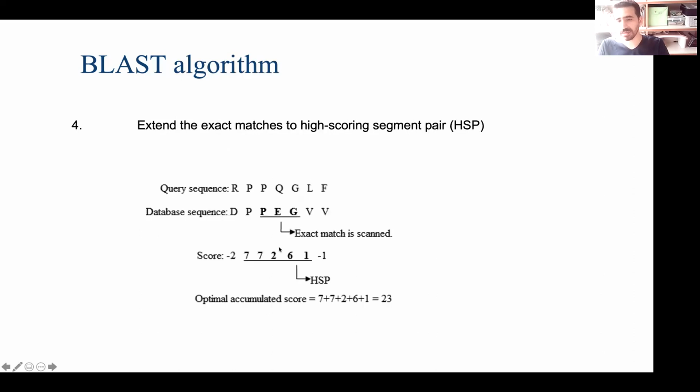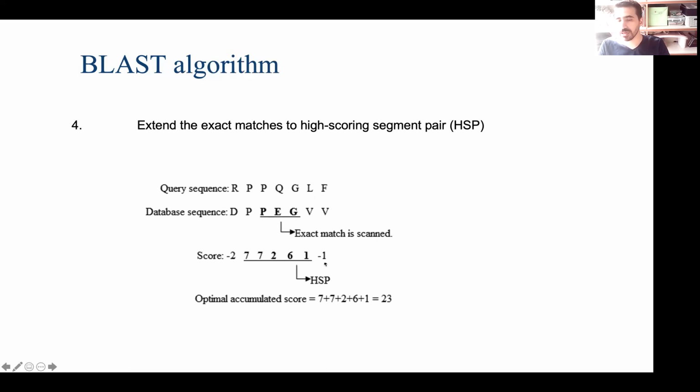And after you have a match, you extend it towards both sides, okay? So how do you do that? You just look at the BLAST algorithm, okay? So this is, for example, P and P, which is 7. If you look at the BLAST algorithm, it's 7. This is also 7. You just extend it towards both sides. And this is L and V, 1. Then you have F and V, minus 1. Okay.